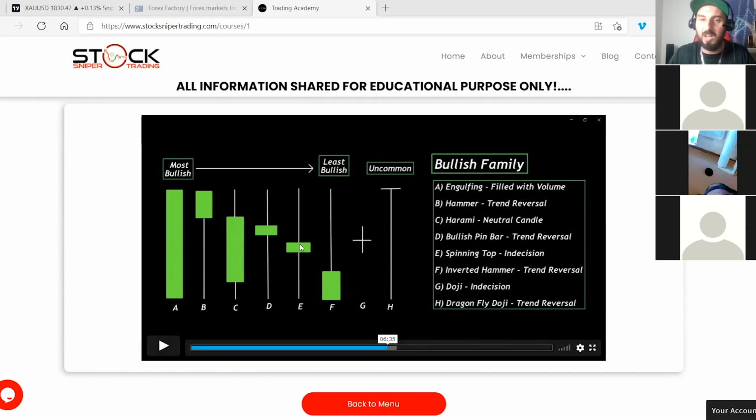You don't want to take trades off of these. You want to look to take trades off of a bullish engulfing, a hammer, and possibly this style right here, this harami candle. And now, moving to the right, we're getting to the least bullish candles.